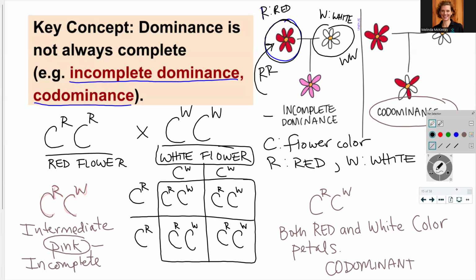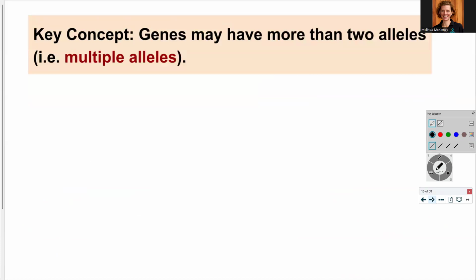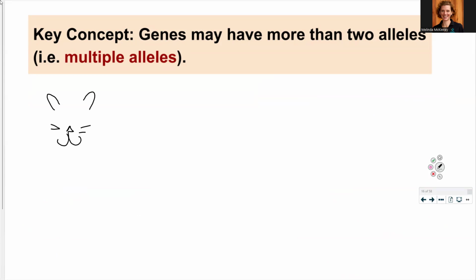Next slide. Multiple alleles. Sometimes you have more than two alleles. This is called multiple alleles. For example, if you have a cat, meow, cats may have different colors for their coat color. You might have black, which we could represent with a B, and you might have orange for the fur, which would be O, and you might have white. These are all possibilities.